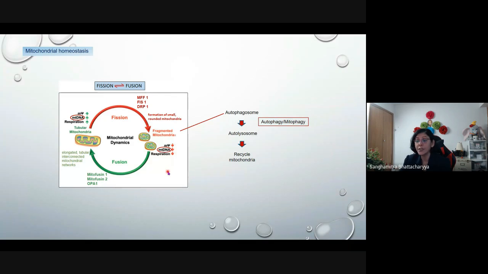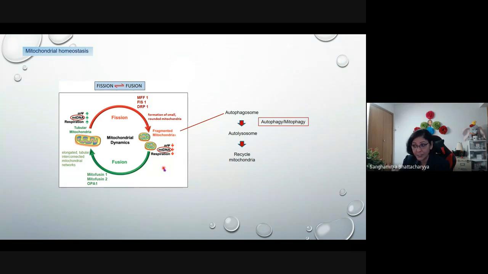Now, mitochondrial homeostasis is maintained by the expression and function of the fusion and the fission proteins. And this is how they preserve a healthy network of mitochondria. The unhealthy, unwanted mitochondria is not required by the cell, and what the cell does is it just kicks it out of the cell. And how does it do that?